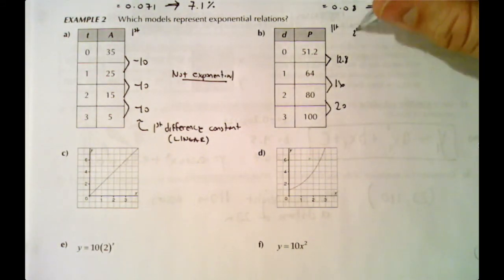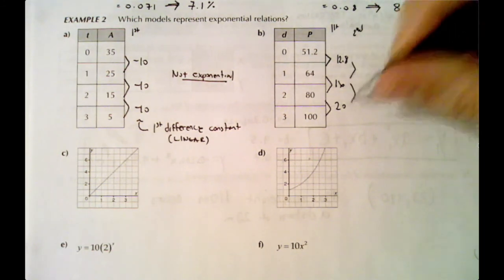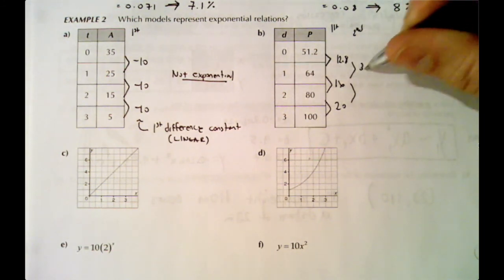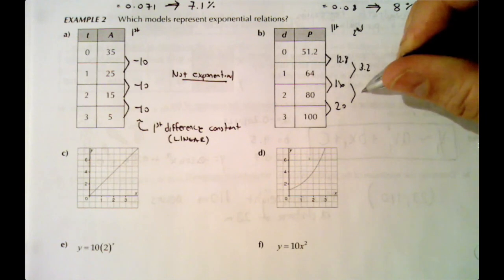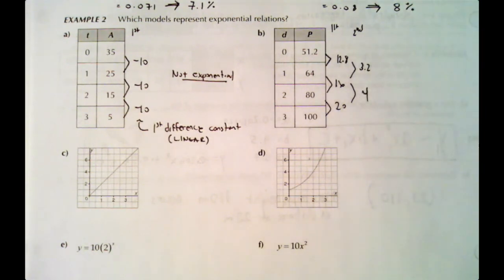So now we can look at second differences, see if it's quadratic. We get 3.2 and 4. Hey, so it's not quadratic either. So what we can do, our test for exponential is not a third difference, it's something called the y ratio.